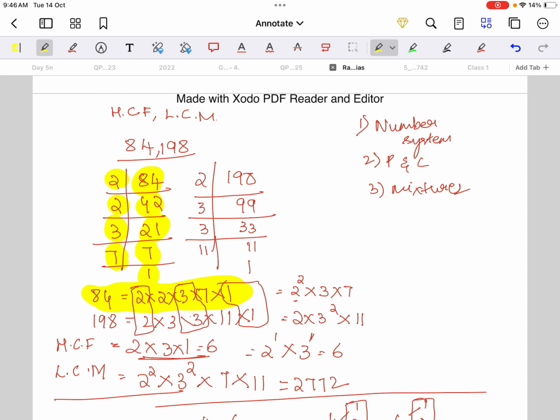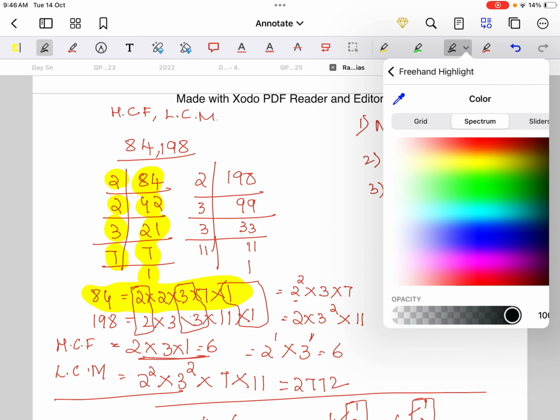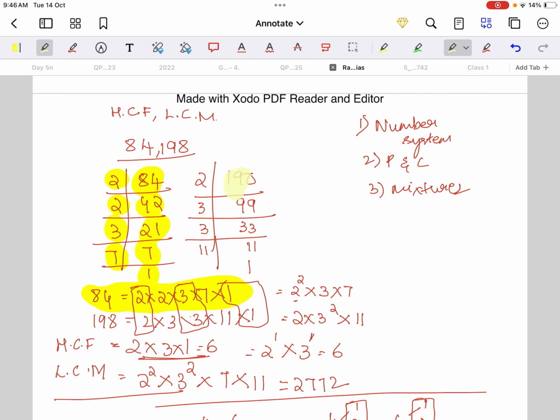Then we went on and said, let's see what the factors of 198 are. Let's see the probable factors of 198. We divided 198 by 2, we got 99. We divided by 3, we got 33. We again divided by 3, we got 11. Again we divided by 11, we got 1. These were the factors of 198. I write it down like this: 2 into 3 into 3 into 11 into 1.